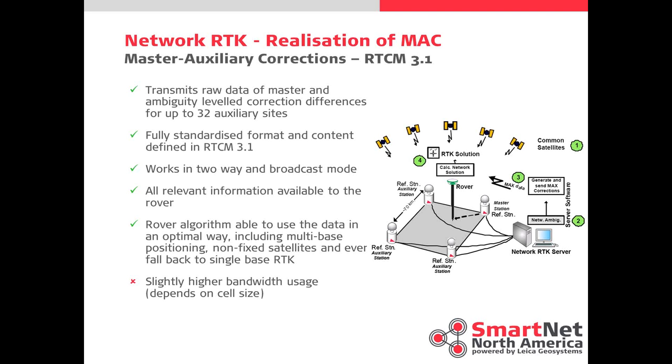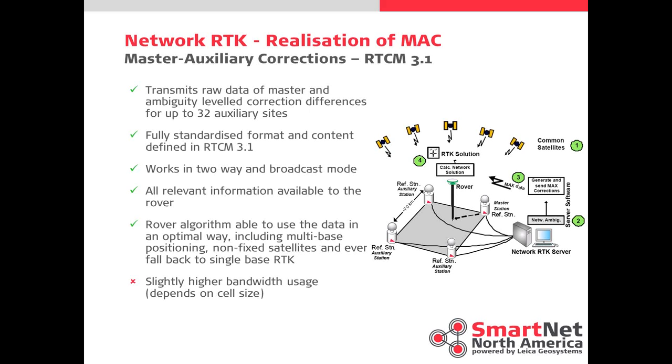It works in a two-way and broadcast mode. The way we work typically in SmartNet, of course, is a two-way mode where the rover sends a position into the network, and then the network sends a correction out to the rover. But of course, we can use radios in certain applications. All relevant information is available to the rover, so the rover can adapt to the local environmental conditions if necessary.